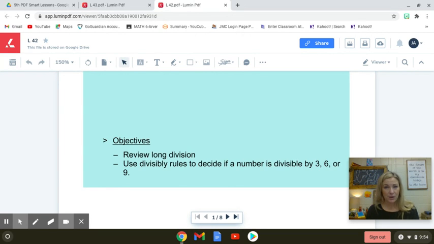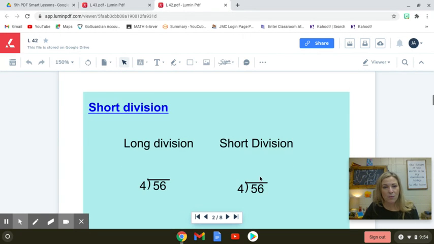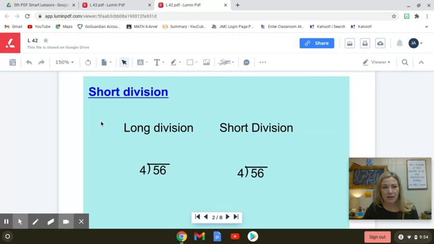That's one way to check your work. If you know these rules, though, you don't have to do that. And remember, math is all about finding shortcuts, finding tricks on how to skip the long, tedious work. So I'm going to scroll down here. We're going to start off this lesson by talking about short division.